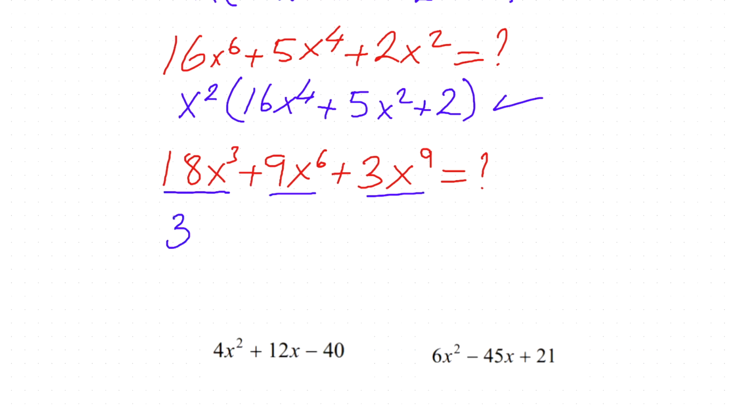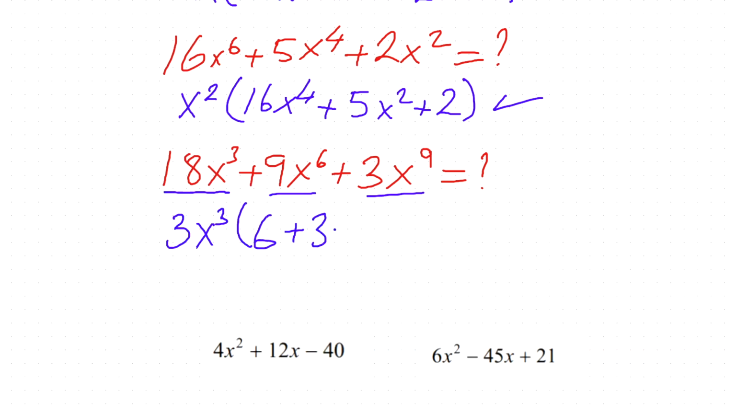So x cubed is the greatest common factor. So we will factor out 3x cubed. When you divide 18 by 3, you get 6. 6 times 3 also gives you 18x cubed, remember? Plus 9 divided by 3 is 3. So I will put 3 in here.